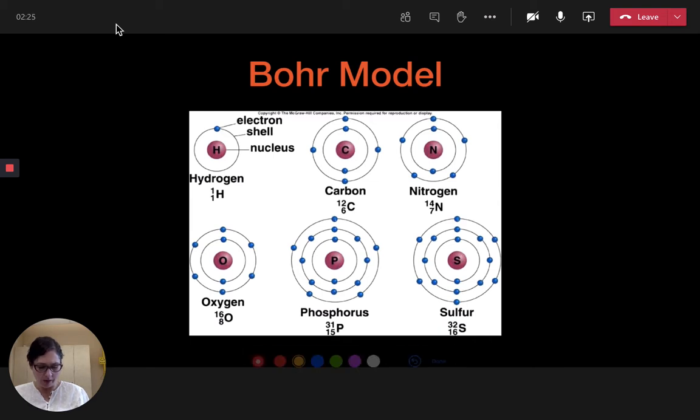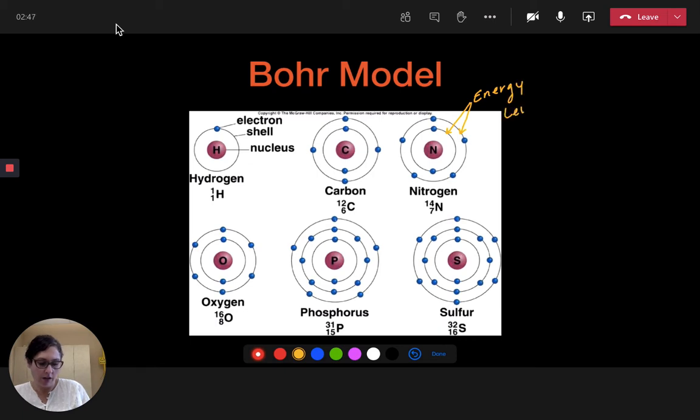When we look at this, we see these rings, and these rings actually could represent where the electrons are. So we have the nucleus with the protons and neutrons, and then these rings can be representative of energy levels. Even though it's not entirely correct, we can use that as energy levels. The closest one would be the first energy level, and then the next one would be the second energy level, and so on and so forth.